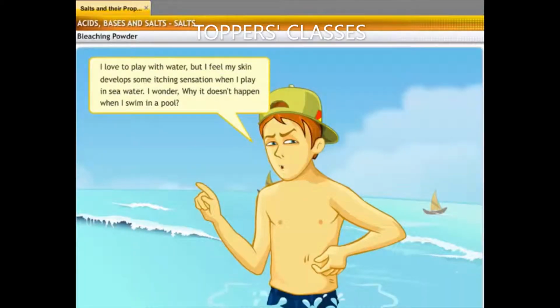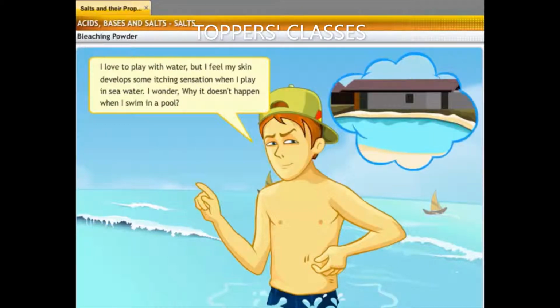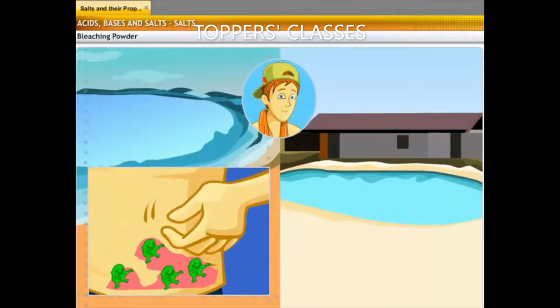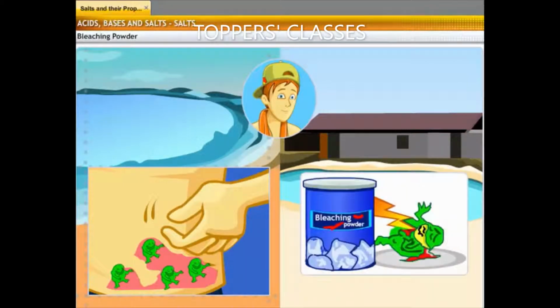I love to play with water, but I feel my skin develops some itching sensation when I play in seawater. I wonder why it doesn't happen when I swim in a pool. The microscopic organisms or small germs present in seawater irritate the skin, whereas the water in a pool is treated with bleaching agents like bleaching powder that kills insects and germs.